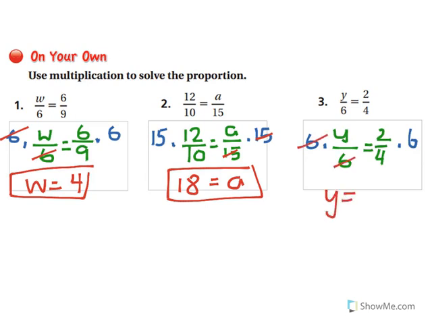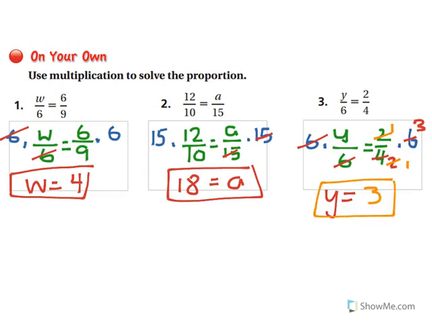Now again, if you want to, you can do it this way. You can say, well, 4 and 6 can both be divided by 2, giving me 2 and 3. And then the 2 and 2 both become 1s, leaving us with 3.